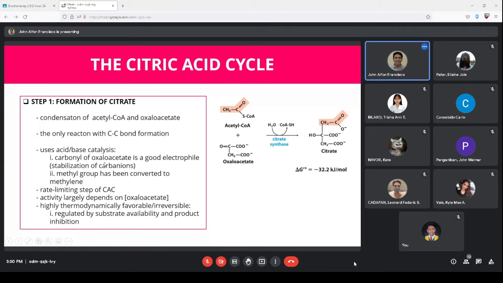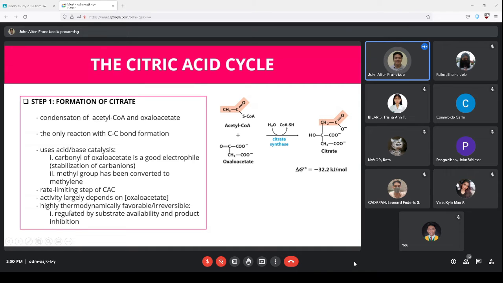Yung carbonyl mo of oxaloacetate is a good electrophile which stabilizes the carbanion, and yung methyl group mo has been converted to methylene. Right? So yung CH3 mo will be converted to methylene. Samantalang sa oxaloacetate mo, it is a good electrophile. Okay? So introduction of CoASH, then with the use of water and release of CoASH, you will now have your citrate. Okay? So ito yung rate limiting step ng CAC kasi this is the startup of your citric acid cycle.